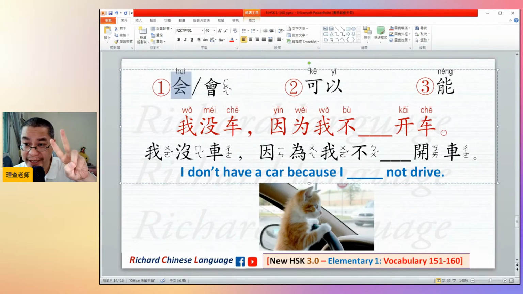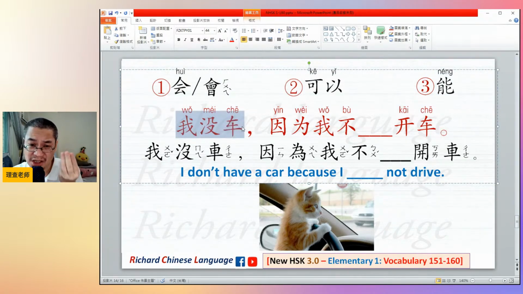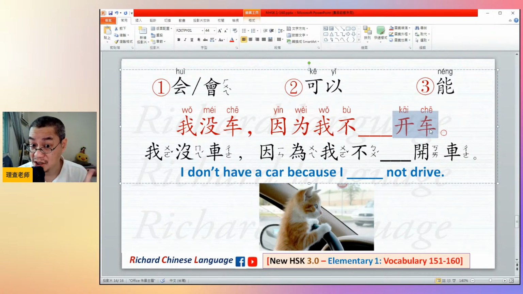Quiz number 2: 会、可以、能. 我没车 I don't have a car, 因为我不开车 because I drive a car. 开 actually means to open, but in Chinese we say 开车, drive a car. Okay, what's the answer?